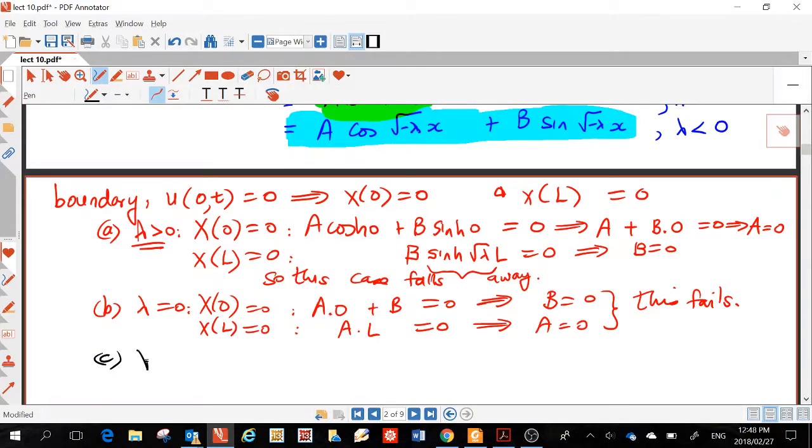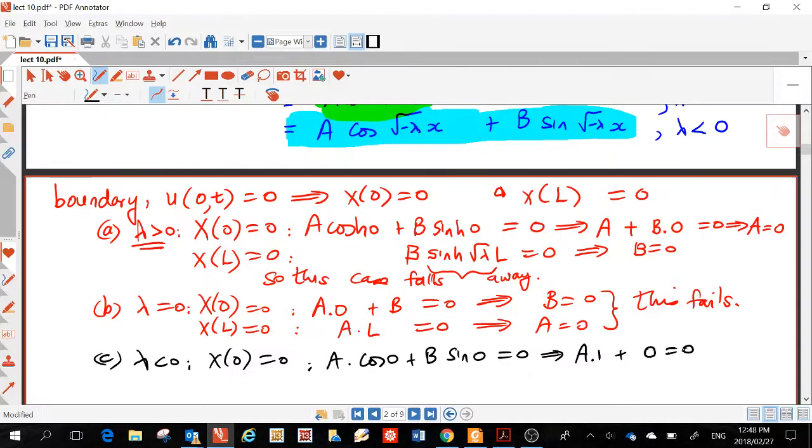So we are now taking the case lambda less than 0. Let's plug in x of naught equal to naught. This time we'll get a times cos of 0 plus b sine 0 equals 0. In other words, a times 1 plus 0 equals 0. Hey, a is 0. Doesn't look like this was going to work. Let's now hit this with x of L equal to 0. So a is now 0, and we have b sine root minus lambda L equal to 0.